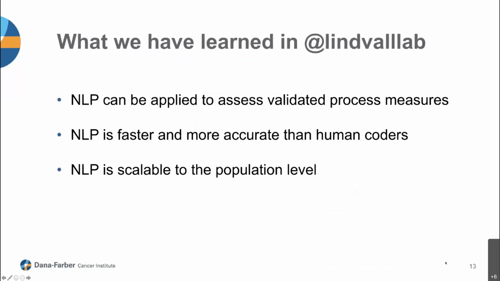So what my team has learned from doing this work is that NLP can be applied to assess validated process measures. We shouldn't reinvent the wheel. We should use the measures that have already been validated and try to operationalize them using NLP. NLP is faster, more accurate than human coders, and it's scalable to the population level.